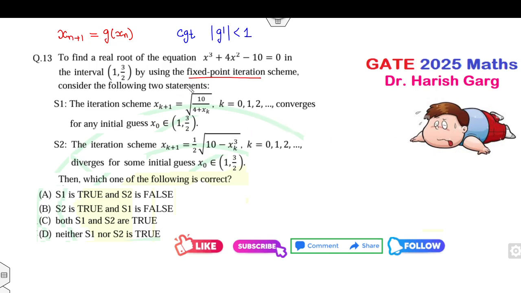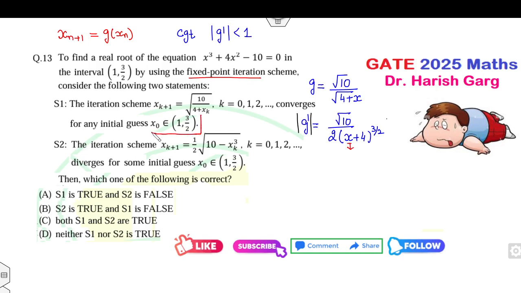Now you can see for the first case, what is my g? g is root of 10 divided by 4 plus x. So can you find that derivative? The derivative will be minus root 10 divided by 2 times (x plus 4) raised to the power 3 by 2. Now if you take the absolute value, this number will be positive. It will be less than something when the value of x is minimum.